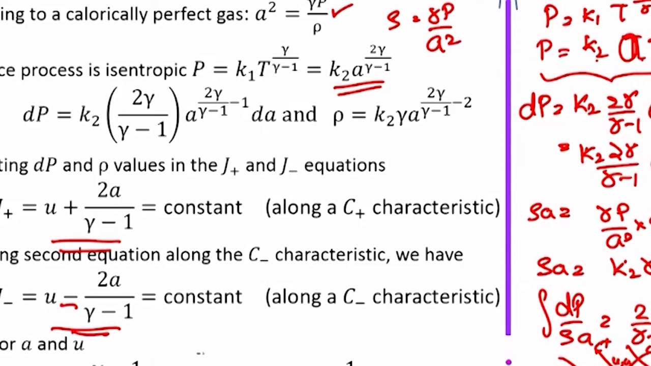a is gamma minus 1 by 4 times J plus minus J minus, and u is half of J plus plus J minus. Okay, so these are the equations for solving a and u separately. So, the way the solutions of this kind are done is you have an initial line, and then you can solve the field at any space and time.